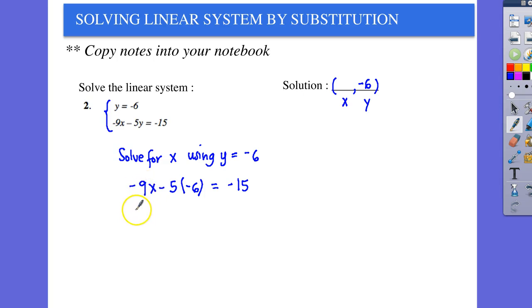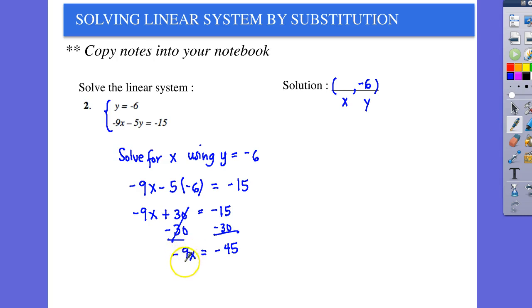So we're just going to bring -9x down. And then this is -5 times -6 is +30 equals -15. This is just a two-step equation. So let's subtract 30 from both sides. So no more 30 on the left side. You're left with -9x. -15 minus 30 is -45. We have to solve for x. We have to get rid of -9.